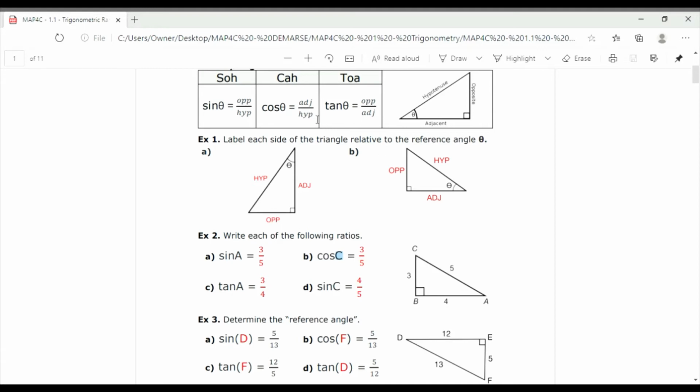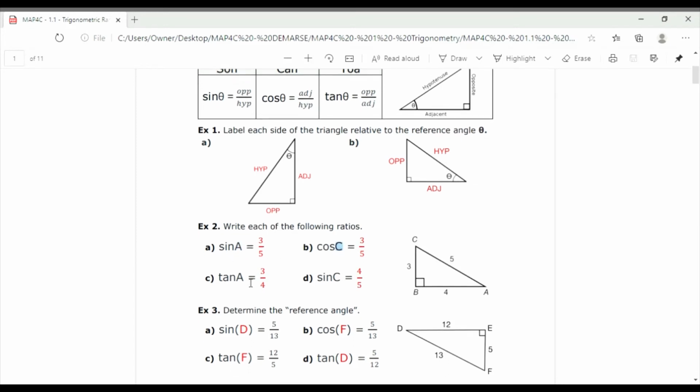We need adjacent over hypotenuse. The hypotenuse is still 5, so my equation for cosine of C, which is adjacent divided by hypotenuse, is 3 divided by 5, which happens to be the same answer as part 2a. That's okay, because we not only switch the trig ratio from sine to cos, but we also switch the angle itself. In 2a we were looking at angle A, and in 2b we were looking at angle C.